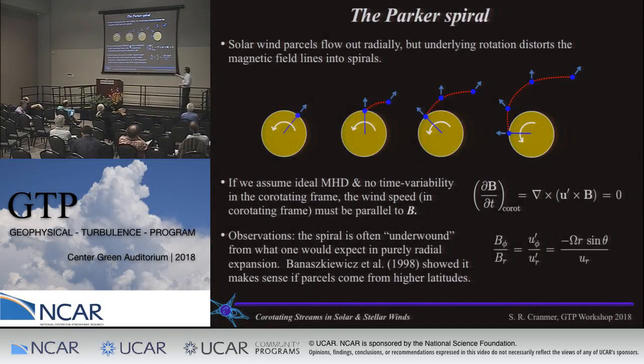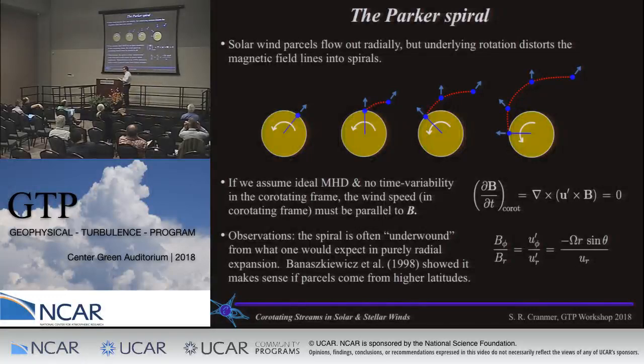You can see this in MHD also. If you're in ideal MHD and you constrain the system to be co-rotating, to be time steady in the co-rotating frame, that means that if it's ideal, the wind speed in the co-rotating frame has to be parallel to the magnetic field. And again, in the rotating frame, the wind speed has this growing backwards azimuthal component that, if you look at the pitch angle, generates this nice Archimedean spiral type situation.